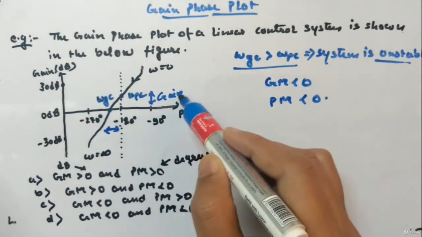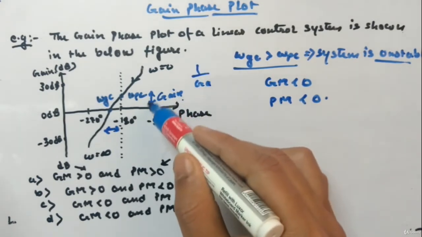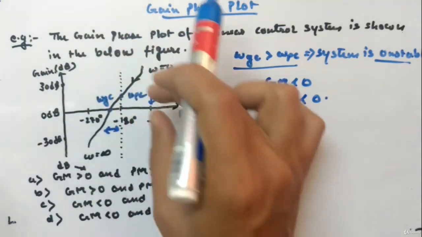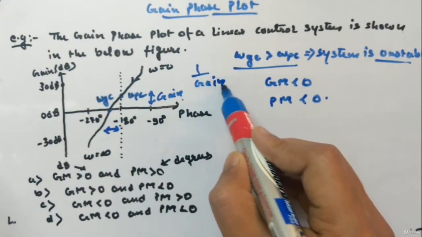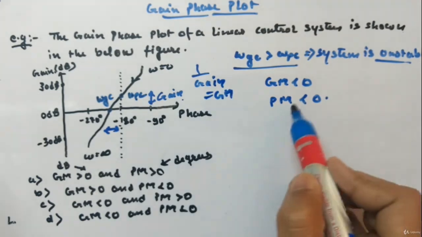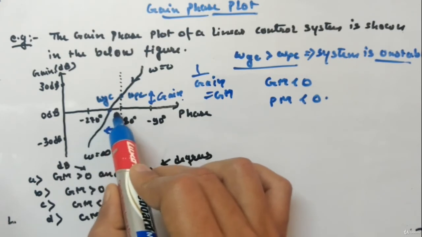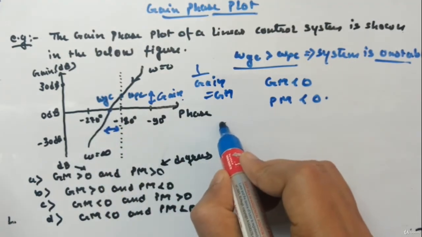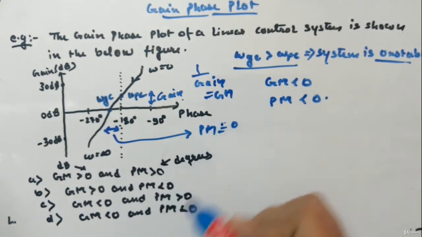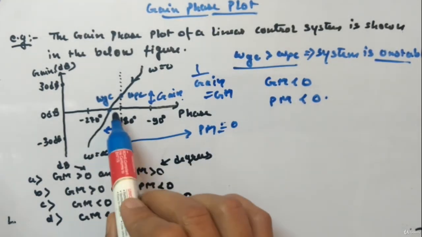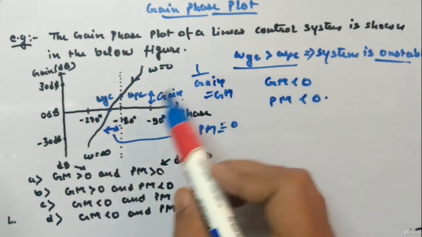and if you will do this gain, 1 by gain, that's not in dB. Okay, the distance I am talking about. So whatever the distance will be, it's in dB, convert it into numerical form, and 1 upon gain will be GM, which comes out to be less than 0. Okay, and here if you will see, the difference will be in degrees, which is phase margin. Okay, in degrees.